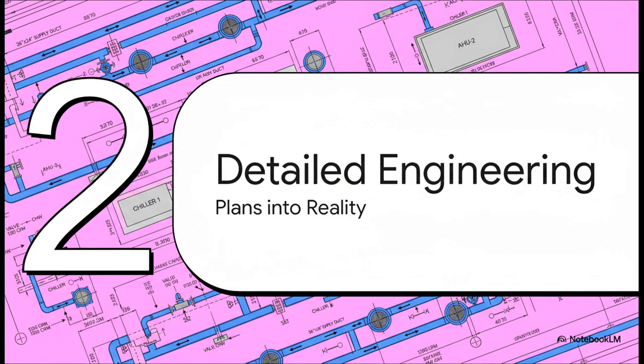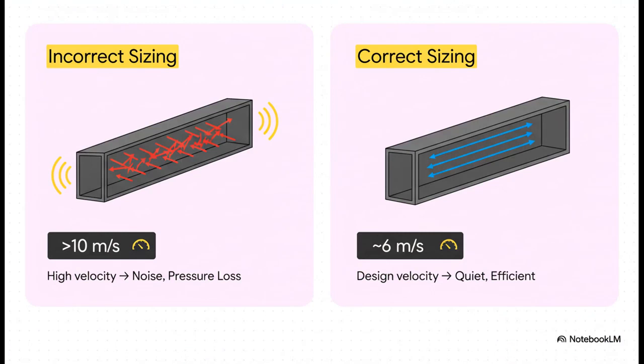Detailed engineering and coordination. This is where we take those abstract numbers like CFM and start turning them into real, physical, buildable plans that a team can actually work from. Let's talk about sizing because it has such a direct impact. If you undersize your ducts, the air velocity just shoots up. What does that mean? It means noise and a ton of pressure loss, which makes the whole system incredibly inefficient. The goal is to hit that design velocity sweet spot, around 6 meters per second for main air ducts, which keeps things quiet, minimizes friction, and makes the system energy efficient.